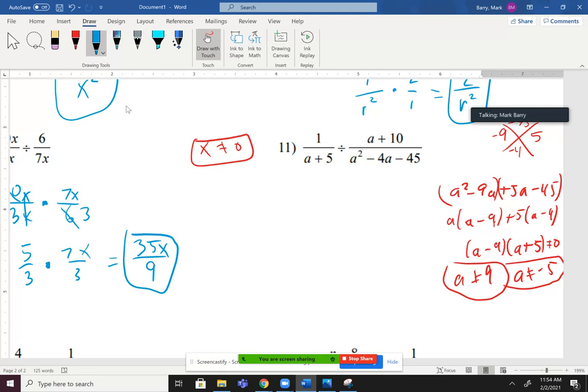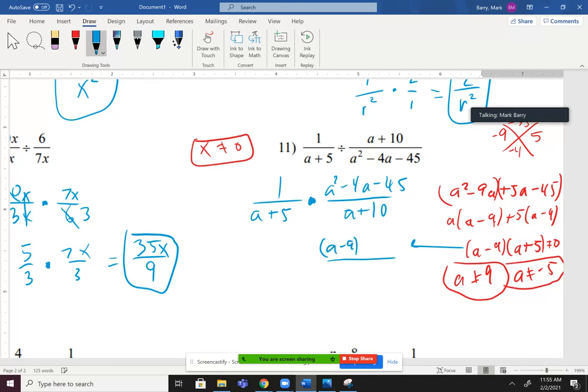Now it's time to simplify this. So my first step should be to flip the second fraction and change it into multiplication when you do that. All right, now we need to factor the top right piece. Good news, we already factored it right here. So that's always nice.